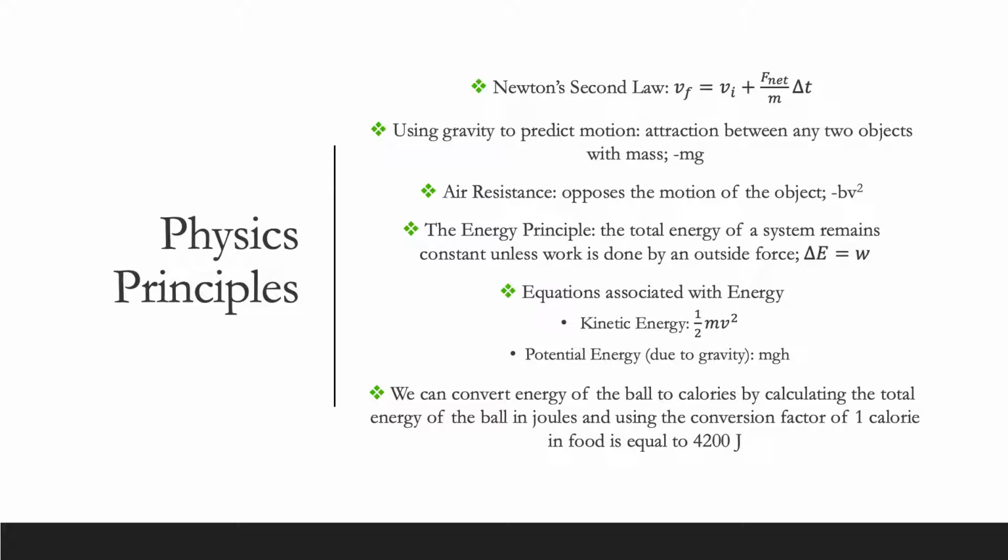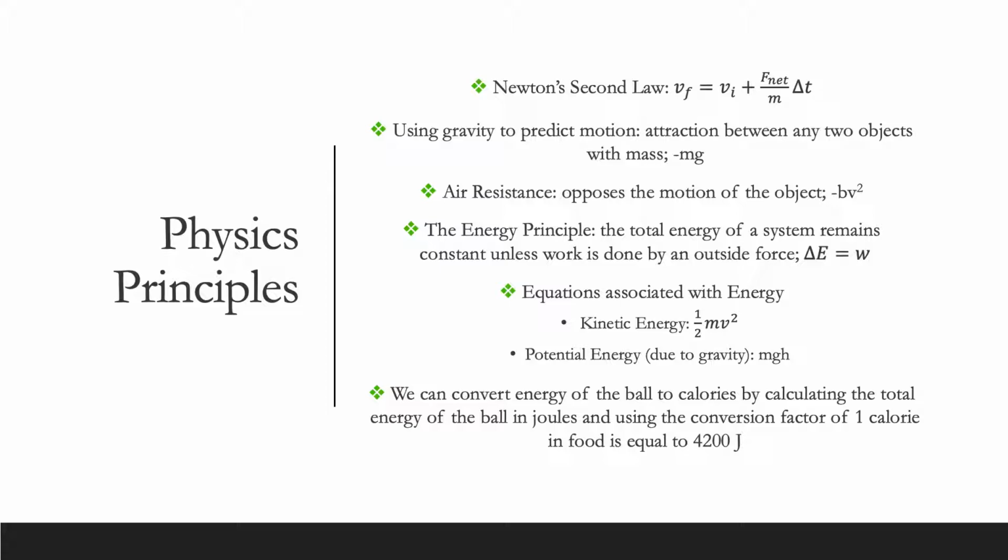Gravity is the attraction between any two objects with mass, and it is equal to negative mass times the gravitational constant g. And air resistance opposes the motion of the object and is equal to negative b, which is a proportionality constant, times the velocity squared.